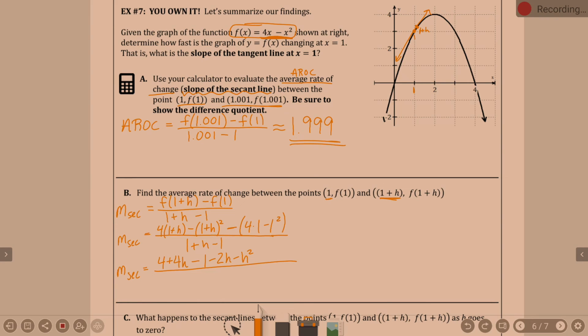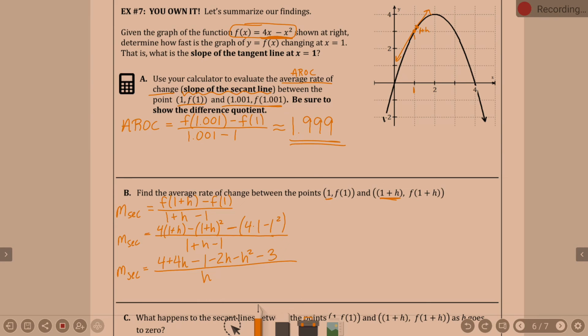And then this value, 4 times 1 minus 1 squared, 3, so minus 3. All over 1 plus h minus 1. Just h. Can I just go ahead and say h at this point? I need to remember that PEMDAS is a thing.